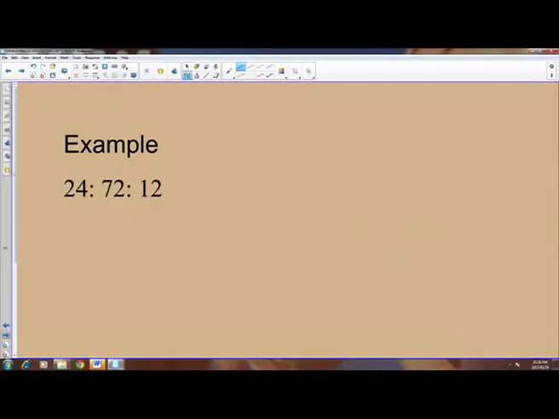24 to 72 to 12. We look for the highest common factor of 24, 72, and 12. Then divide the numbers here by that highest common factor. Now, the highest common factor of 24, 72, and 12 is 12. 12 into 24 is 2. Then remember the ratio notation. 12 into 72 is 6. And then 12 into 12 is 1.